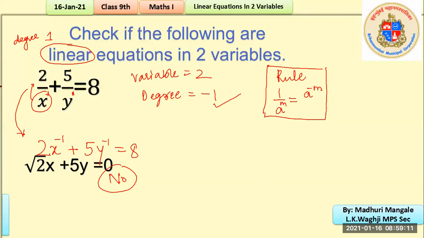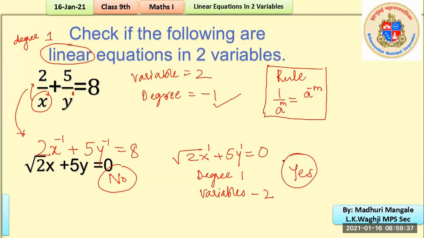Let us see another question. It is root 2 x plus 5y equals 0. Here we are supposed to check the degree of x and y. x and y have degree 1. The second thing we check is the variables. How many variables are there? Two variables. So yes, this is a linear equation in two variables, because the degree is 1 and there are two variables.